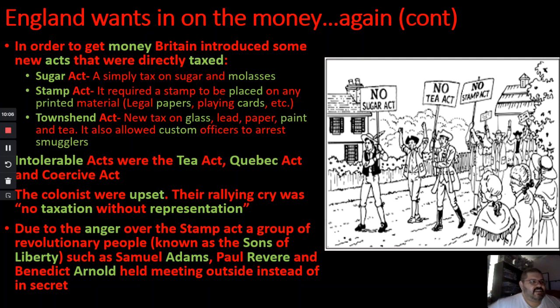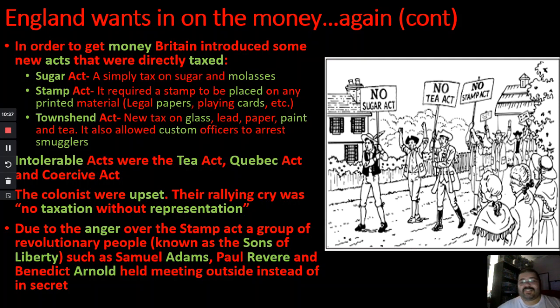Said, okay, first thing we're going to do, put a tax on sugar. It's called the Sugar Act. So any type of sugar or molasses, there's a tax on it. Well, the colonists were like, you know what? We don't really need sugar, and if we do need sugar, we'll use it sparingly. So the British government was like, okay, you want to play like that? Fine. So we're going to put the Stamp Act.